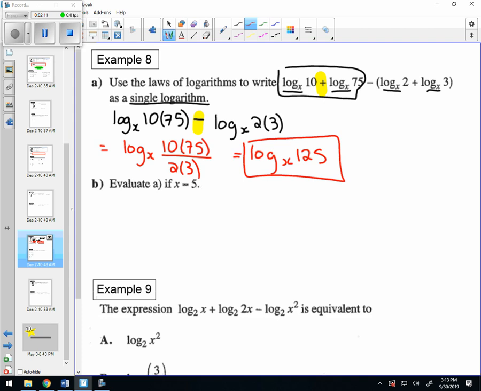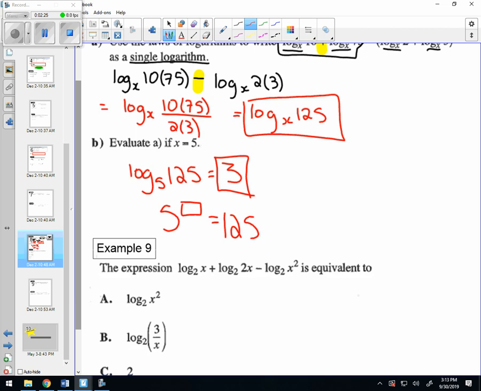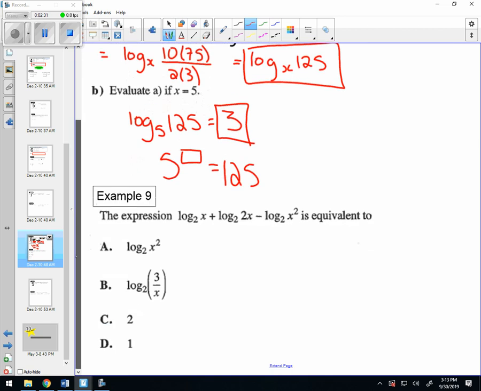Okay, now it says evaluate if x equals 5. Log 5 of 125. I can tell just by looking at it that the answer is 3 because 5 to the power of what equals 125? Well, that's 3. Okay, the more practice you get, the better you'll get at questions like that. All right, example 9.